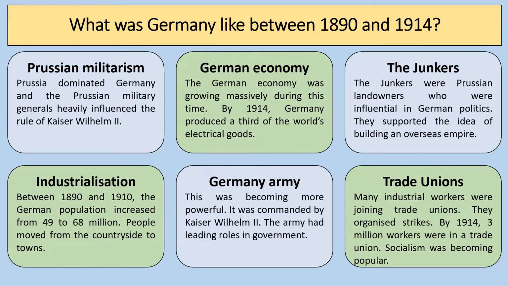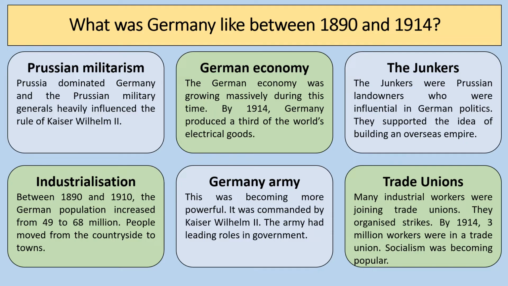So this slide just gives you an overview of what Germany was like between 1890 and 1914. We can see some key themes here that we're going to explore in a bit more detail later on in the video. So there's the influence of Prussian militarism. The German economy has grown massively during this time. There's the influence of the Junkers as well, who are Prussian landowners, very influential in German politics. You get the idea that Prussia very much dominates this new German state.